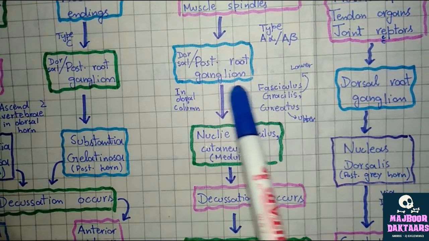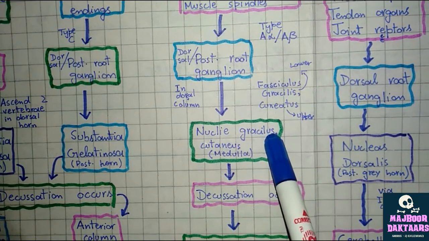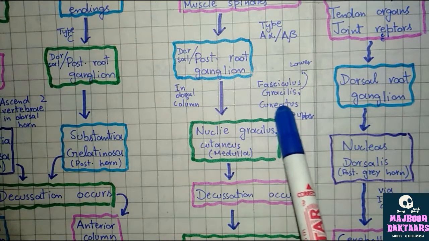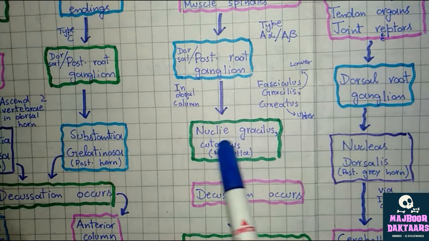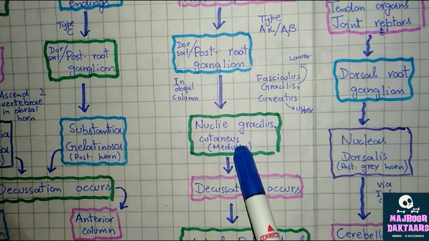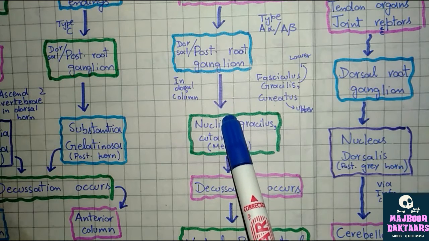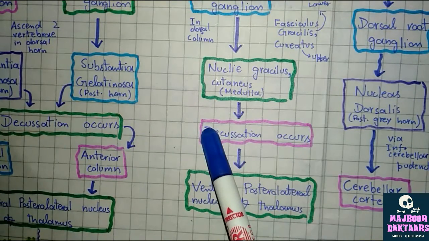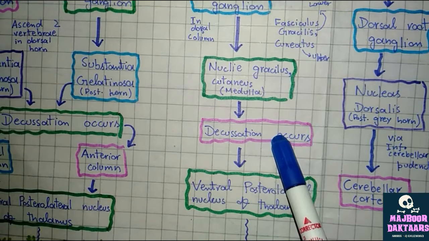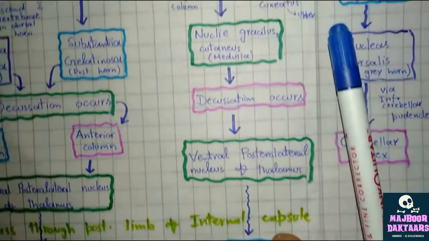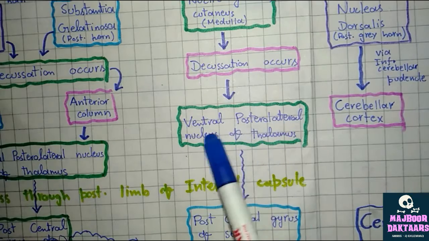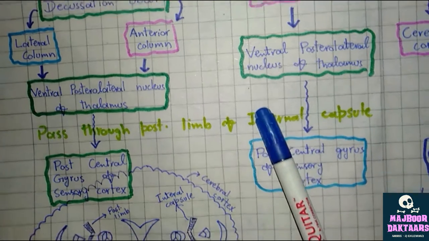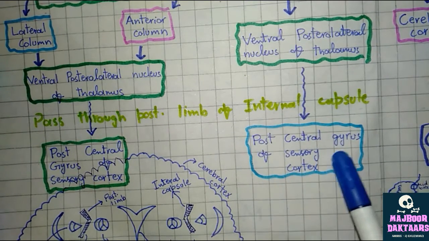From these two columns the fibers synapse at the nucleus gracilis from the fasciculus gracilis and the nucleus cuneatus from the fasciculus cuneatus. Both of these nuclei are present in the medulla. So the second order neuron of the dorsal column medial lemniscus pathway is present in the medulla. From here the fibers arise and decussation occurs. Right side moves to the left side and left side to the right side, and from there the fibers move to the ventral posterior lateral nucleus of the thalamus, and then again pass through the posterior limb of the internal capsule and reach the post-central gyrus of the sensory cortex.